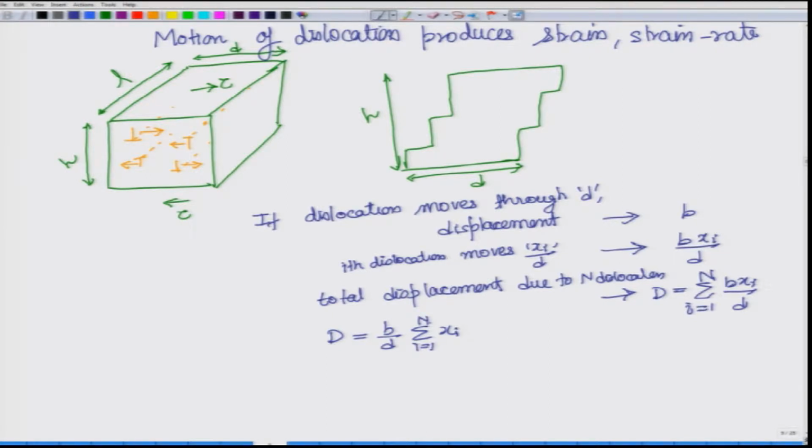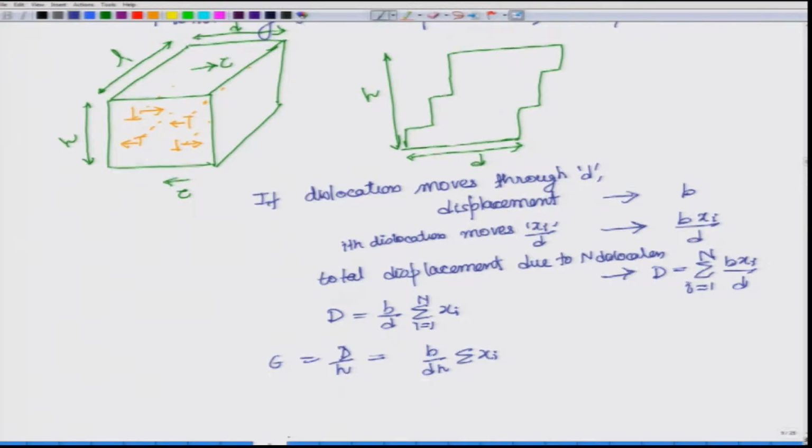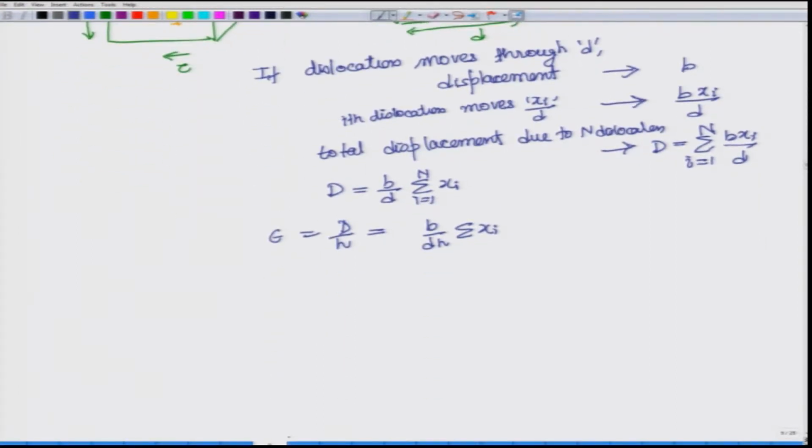If we were to calculate shear strain, the stress is being applied on this surface, so the shear strain will be displacement along this divided by h. So, shear strain would be equal to d by h, and therefore, it will become b by dh times summation xi. This will be the shear strain caused because of several dislocations moving inside this, and the assumption that we have taken is that all the dislocations are from end to end along this length L.